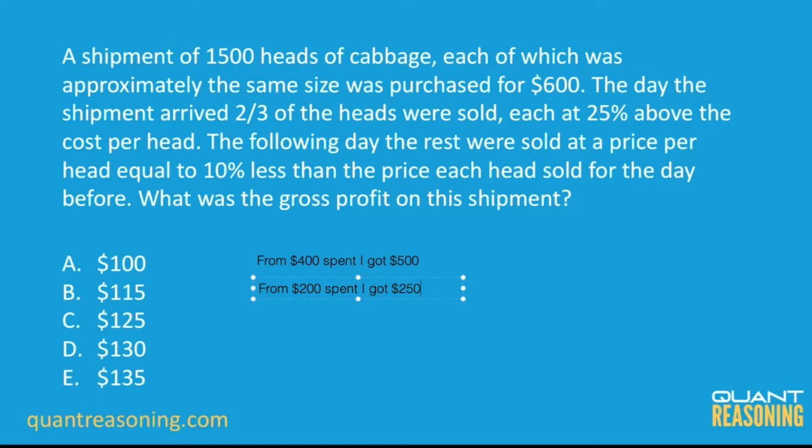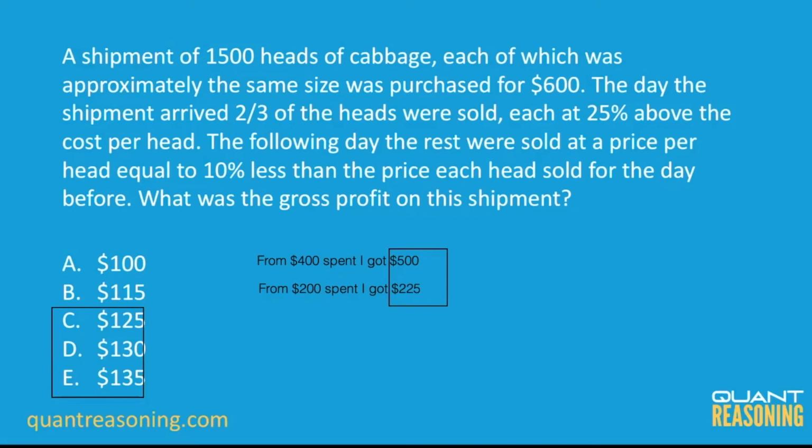However, I'm told that I actually got 10% less for that part. So what's 10% less than $250? I'm going to fix my mistake now, which would give me $225. Because 1/10 of 250 is 25. Take away 25, I'm left with 225. So we spent a total of 600, but we brought in a total of 725. So that's an extra 125.